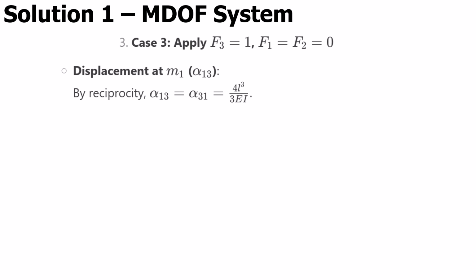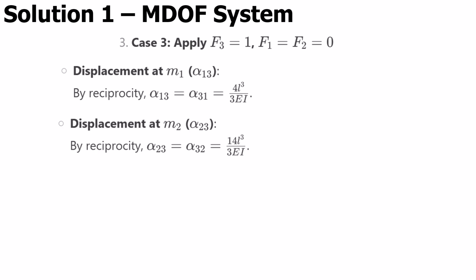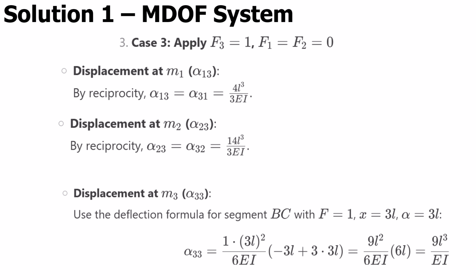Finally, loading the tip M3, M1 and M2 deflections mirror previous results as expected because reciprocity saves us work. And at M3, a massive 9L cubed over EI. The wing bends easiest here. Now we've got all the 9 terms of our flexibility matrix.